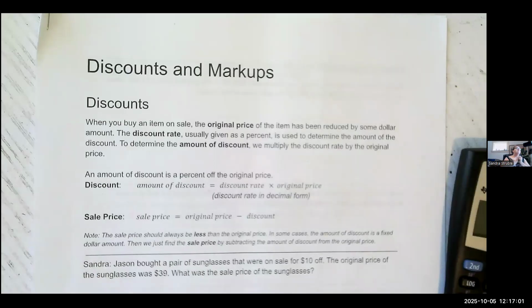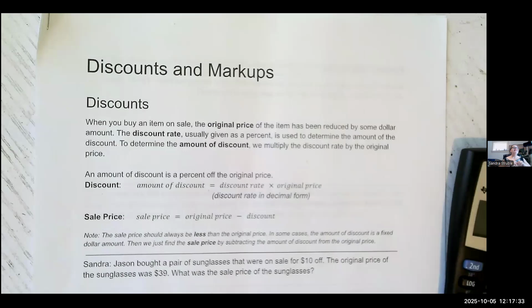Now let's get to the discounts and markups lecture that I've covered. With discounts, when you buy an item that's on sale, the original price of the item has been reduced by some dollar amount. The discount rate is typically a percent. You can't work with a percent, you have to change it to a decimal, and that's used to determine the amount of the discount, which will be a dollar value as well. Original price and amount of discount will both be dollars, and the discount rate will be a percent.